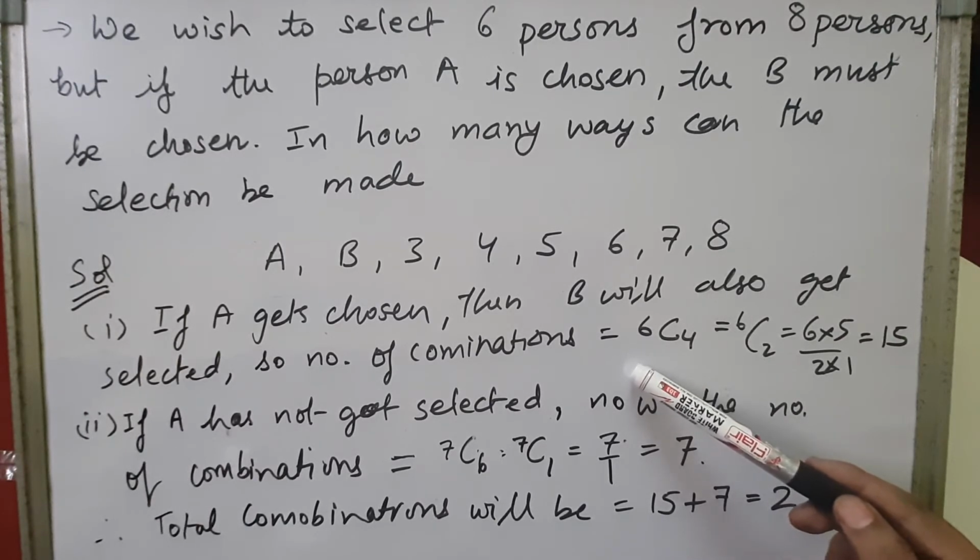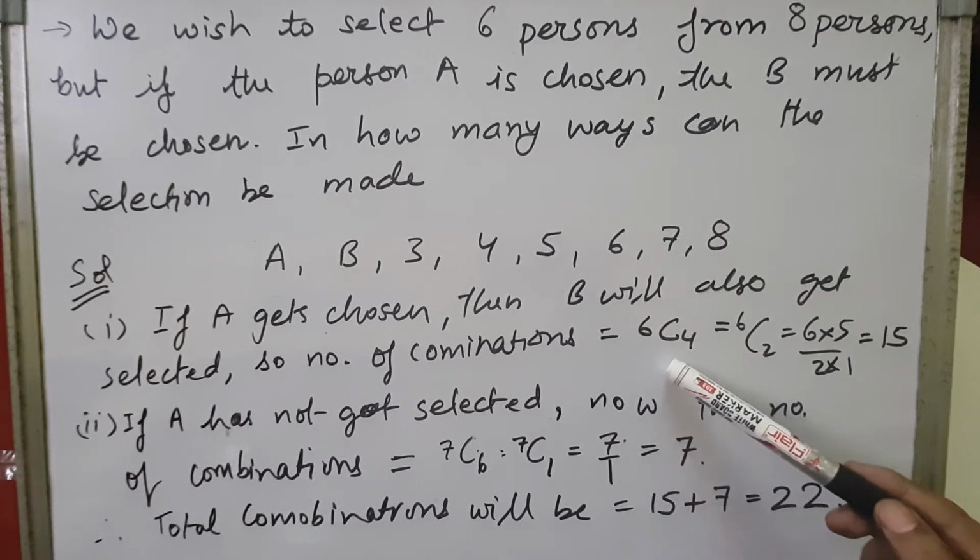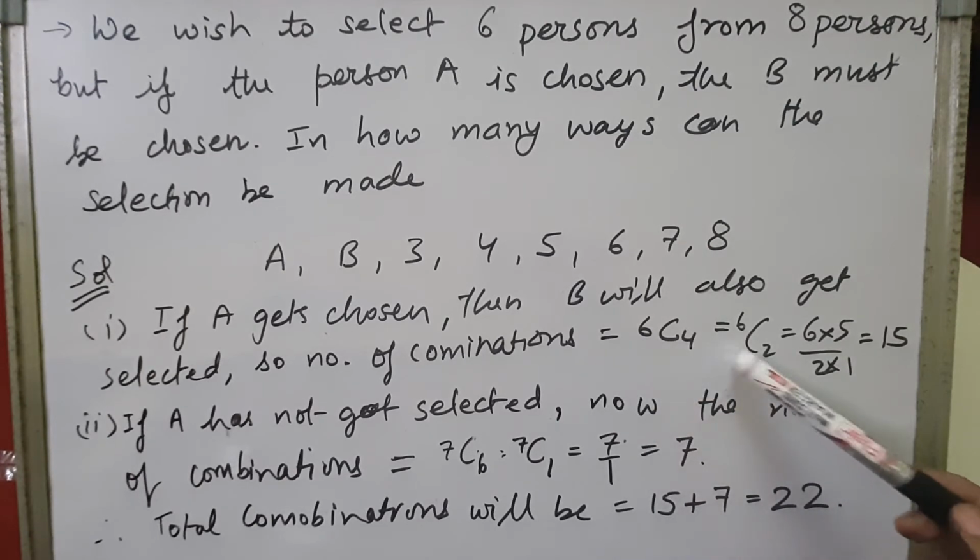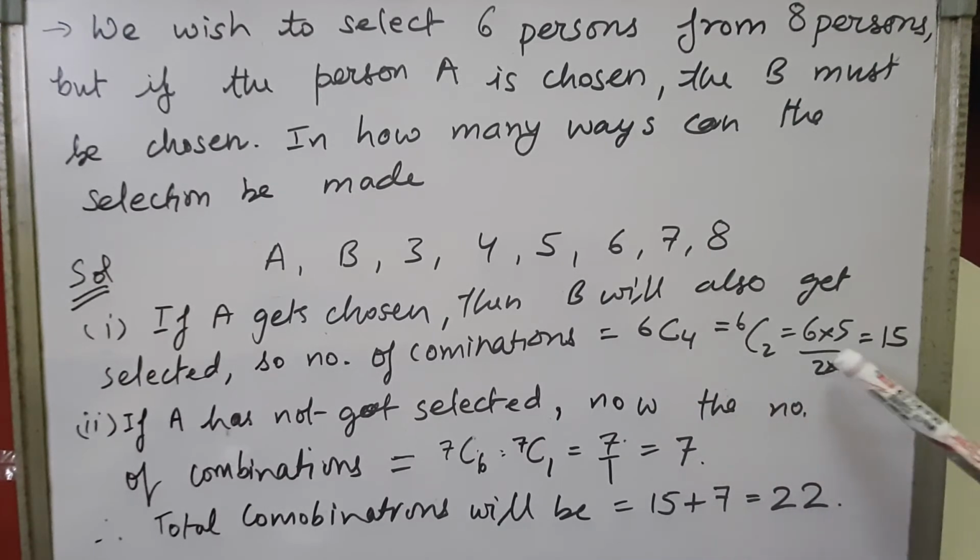So the number of combinations in the first case will be 6C4. This can also be written as 6C2. When we simplify, the easy way is 6 into 5 upon 2 into 1, that will be 15. Okay.